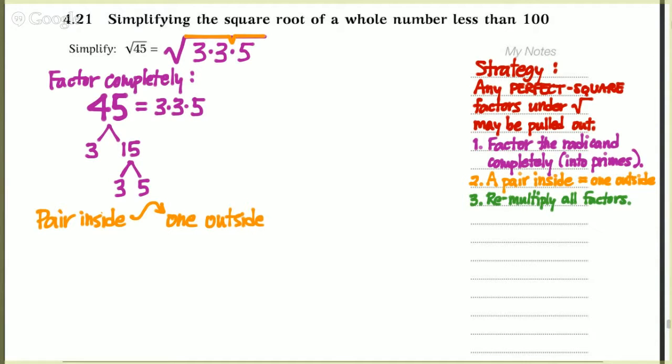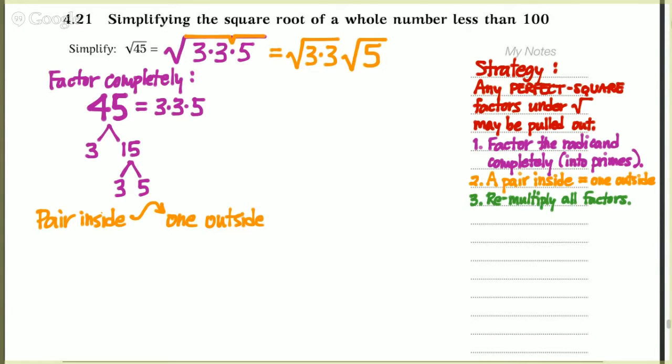And the reason that this works, by the way, is that square roots break apart across multiplication and division. The square root of a product is the product of the square roots. The square root of a quotient is the quotient of the square roots. And because of that, the square root of 3 times 3 times 5 is the same thing as the square root of 3 times 3 times the square root of 5. In other words, we can take the square roots individually of all the factors underneath the square root.